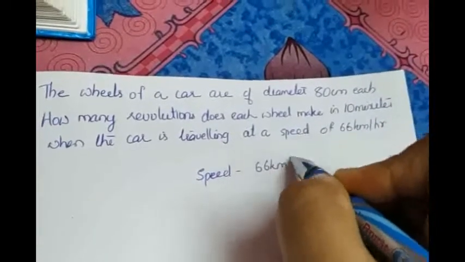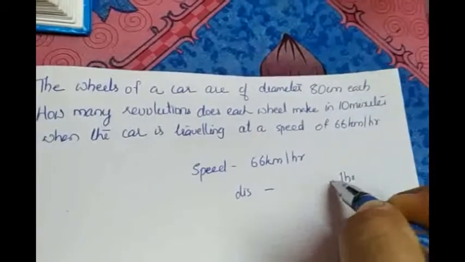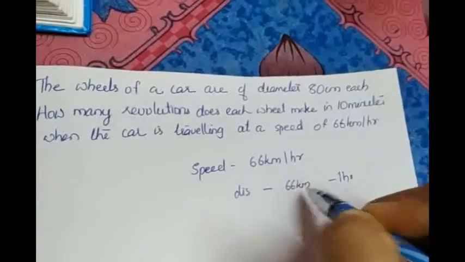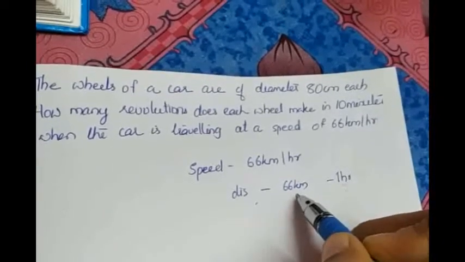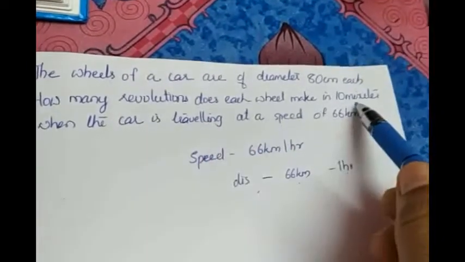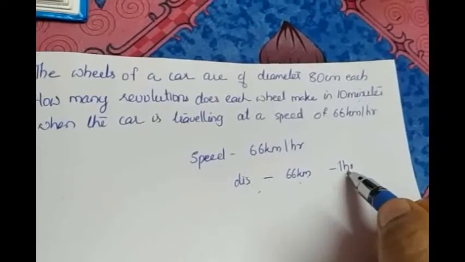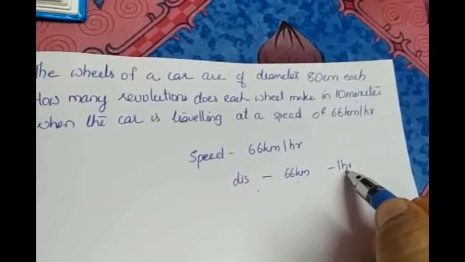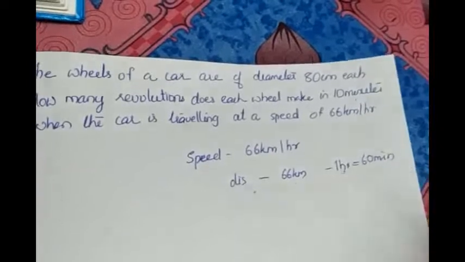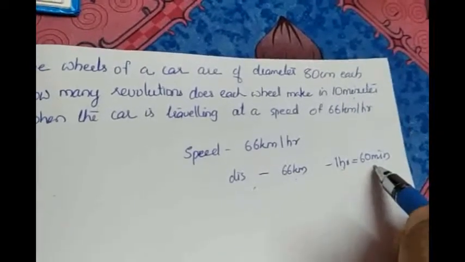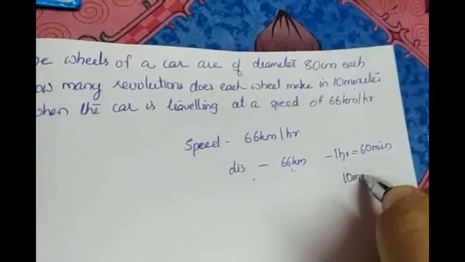What does it mean? It means the distance traveled by the car in 1 hour is 66 km, and we need to find it in 10 minutes. So first of all, we will find out the distance traveled by the car in 10 minutes. 1 hour is equal to 60 minutes, isn't it? So the given speed means in 60 minutes the distance traveled is 66 km. So what will be the distance traveled in 10 minutes?